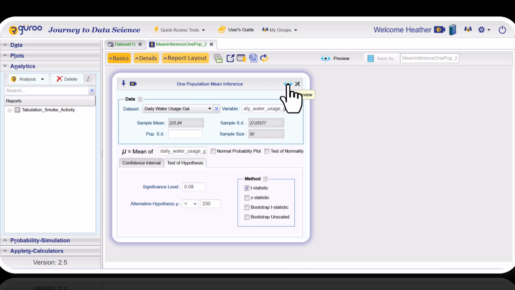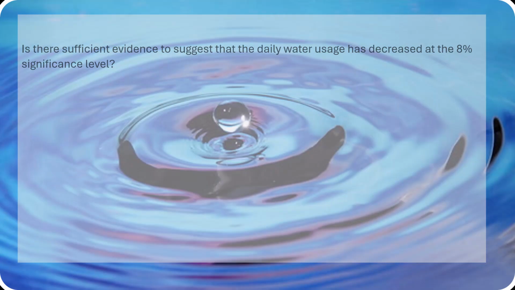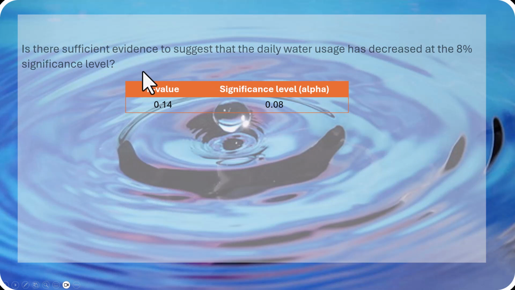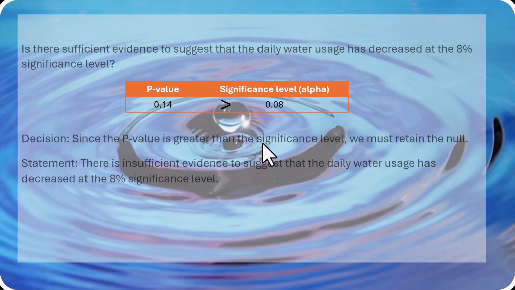So now let's go ahead and look at our results. And the most important thing from these results is the p-value, which is about 0.14. So the question remains, is there sufficient evidence to suggest that the daily water usage has decreased at the 8% significance level? So remember, our p-value is about 0.14, and our significance level, or alpha, is 0.08. As you can see, the p-value is greater than our significance level. When this happens, we must retain the null. Therefore, we can say that there is insufficient evidence to suggest that the daily water usage has decreased at the 8% significance level.